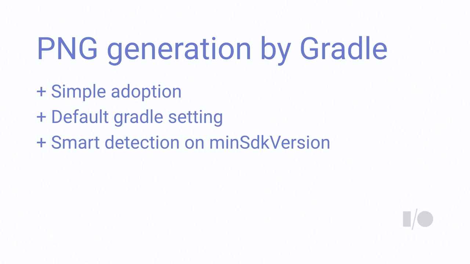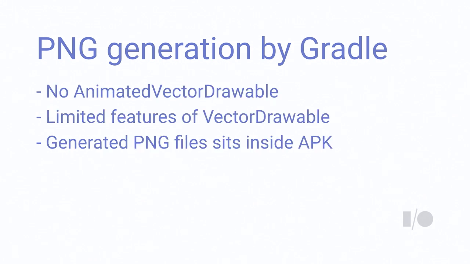The best thing about this solution is simple adoption. The only thing you need to do is swap out the PNG assets for the XML assets, and Gradle will do the rest by default, checking the minimum SDK version automatically. There are also some downsides to this solution. There's no animated Vector Drawable support, and it only supports a limited set of Vector Drawable features. And the last one is that the generated PNG file could still sit inside your APK.